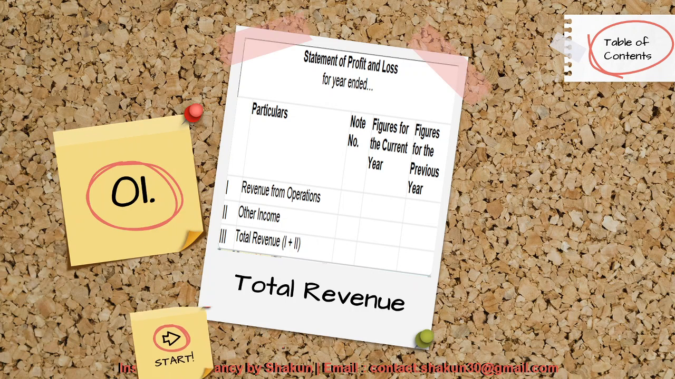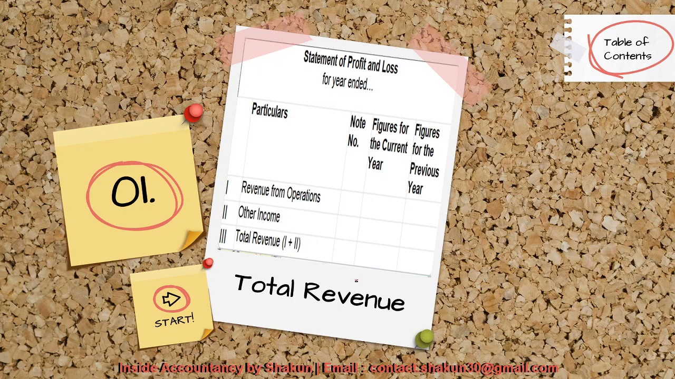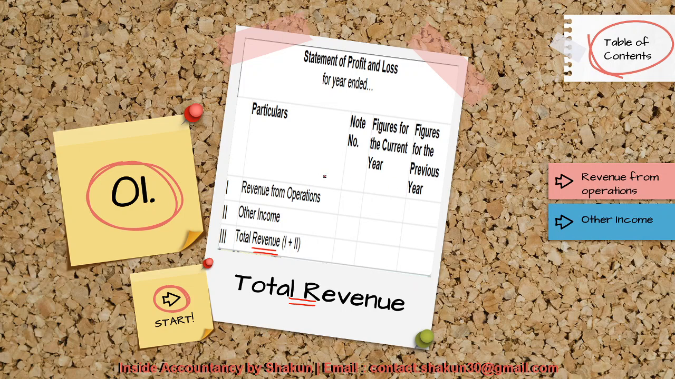So now first let's talk about the total revenue. As you could see from the format, revenue from operations plus other income. The total of revenue from operations and other income gives us total revenue. So for understanding the total revenue, we need to understand what is revenue from operations and what is other income. So on the revenue side, we have the revenue from operations as well as other income. Now first let's talk about revenue from operations.